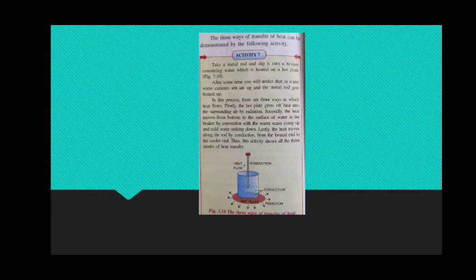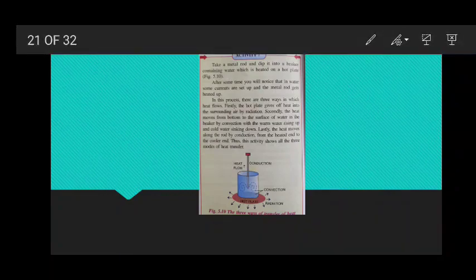Okay, so next I am going to discuss the detail of the process through an activity. Clear? For this, take a metal rod and dip it into a beaker containing water which is heated on a hot plate. After some time you will notice that in the water some currents are set up and the metal rod gets heated up. In this process, three ways are there.